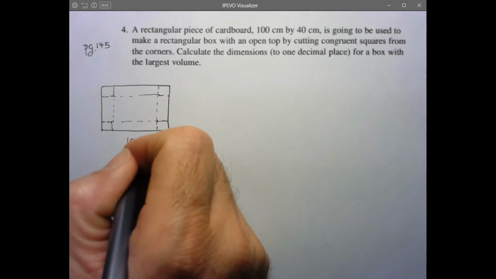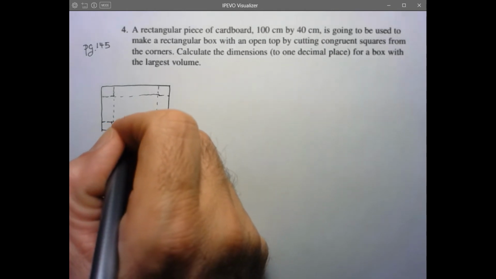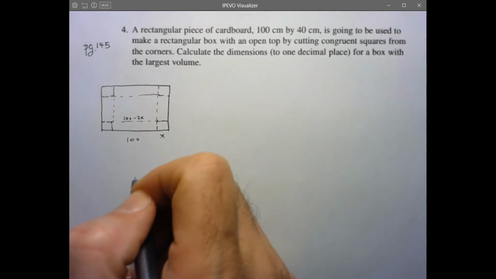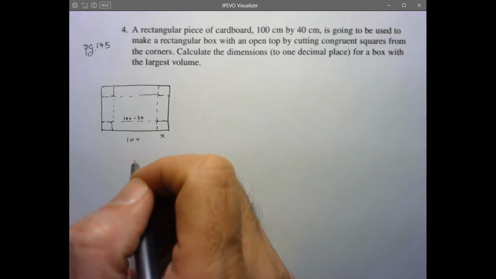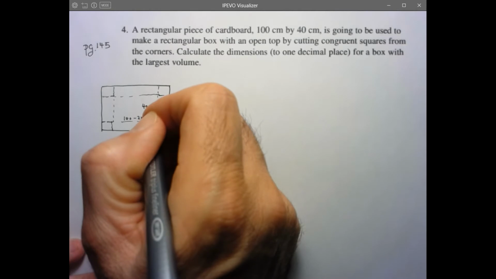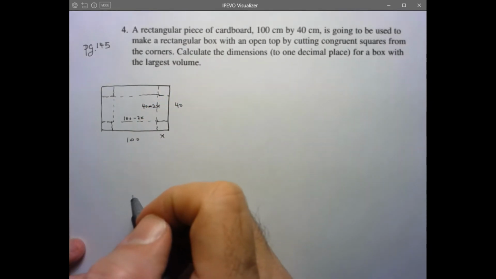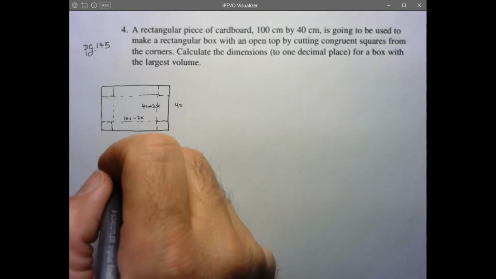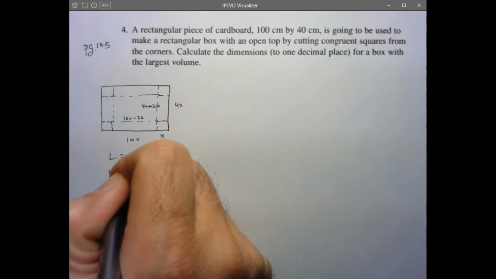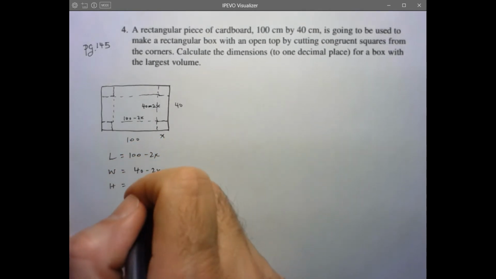So again, if the total length is equal to 100, this part here is just going to be 100 minus 2x. We're just going to subtract the two parts of those corners that we've cut off. And if this total width is 40, it means that the width of the box is going to be 40 minus 2x. And then the height is just going to be x. All right, so I'll just write that out here. We've got length is going to be 100 minus 2x, our width is going to be 40 minus 2x, and our height is going to be equal to just x.